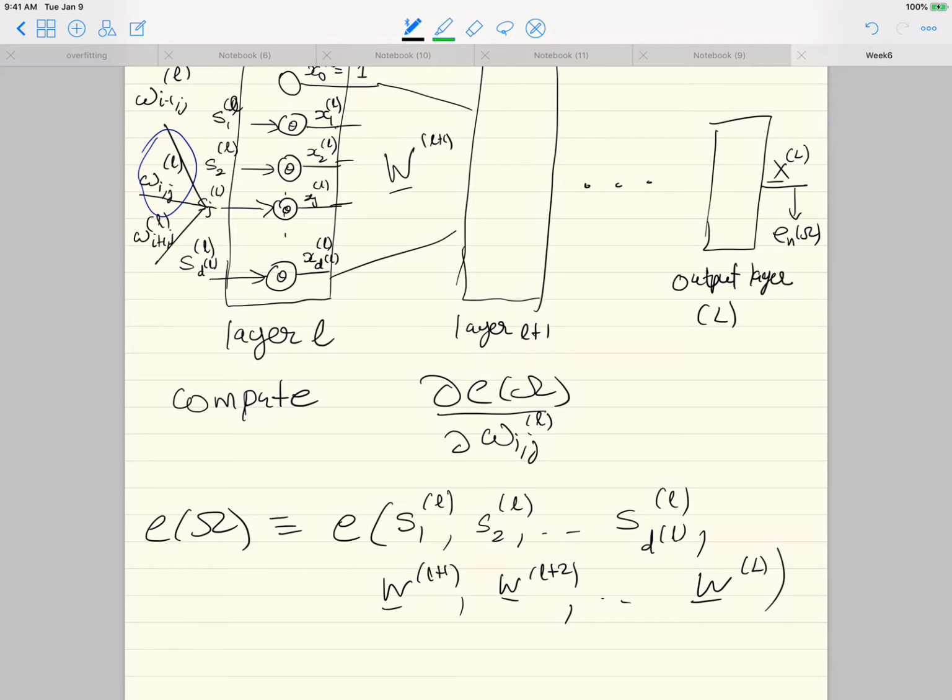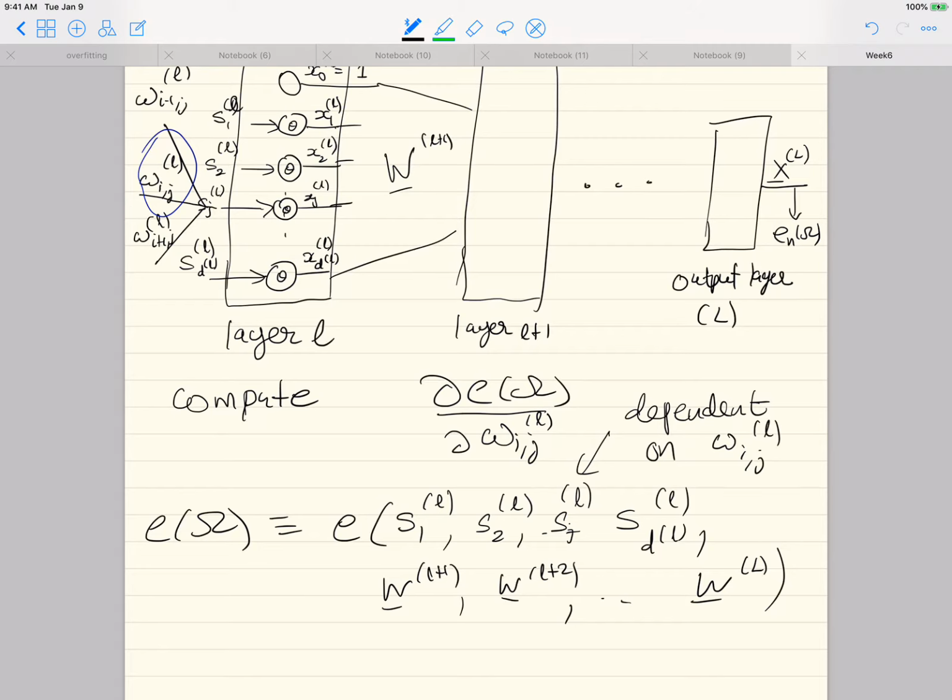So let's look at all these terms and see which of these terms are dependent on Wij of L. Is the first term dependent? Is the input into node 1 dependent on Wij of L? If I change it, does it change? It doesn't change. What about the second one? It doesn't change. The only one that changes is Sj of L. So there is one term here. We'll write Sj of L, which is dependent on Wij of L. What about these weights?